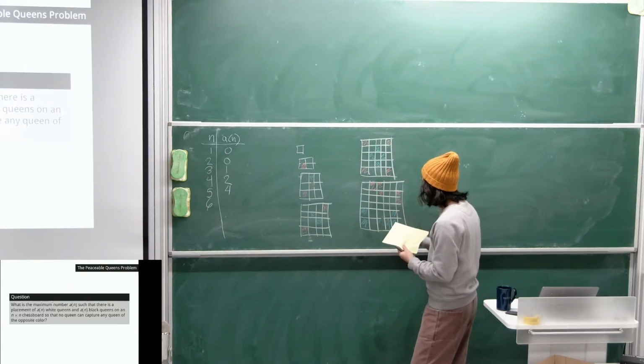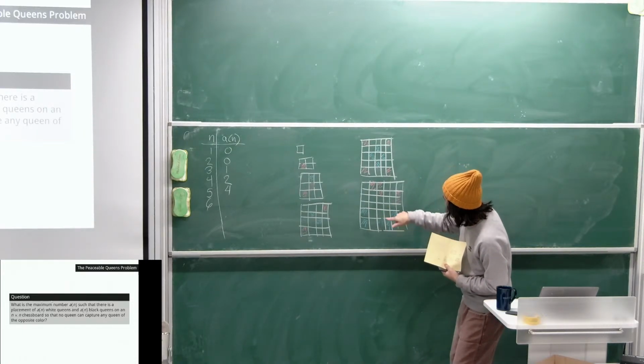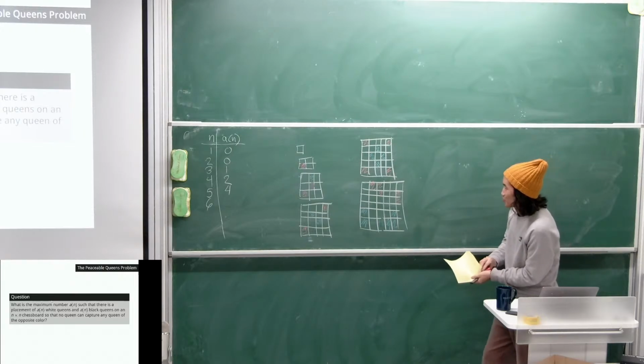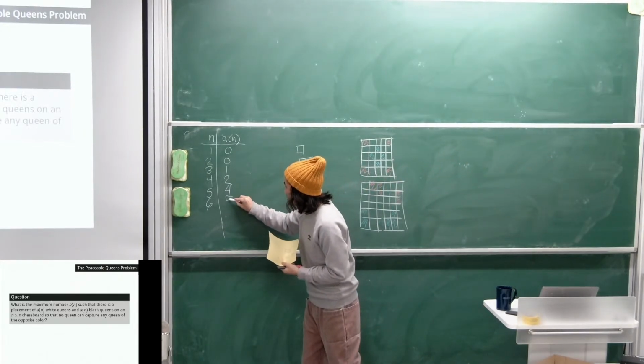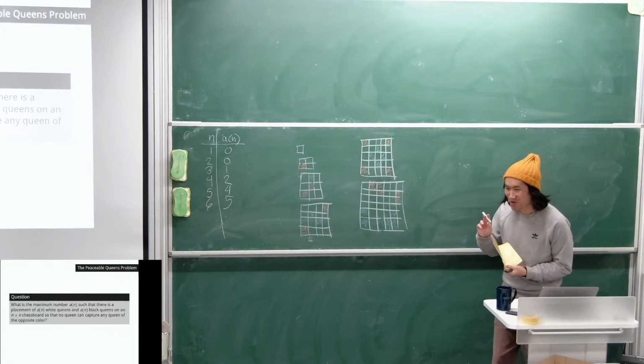Okay, I hope this is right. So if we quickly check, no blue queen attacks any red queen. This is a solution with 5, and it turns out it's the best you can do. Okay, I'm only going to do one more.